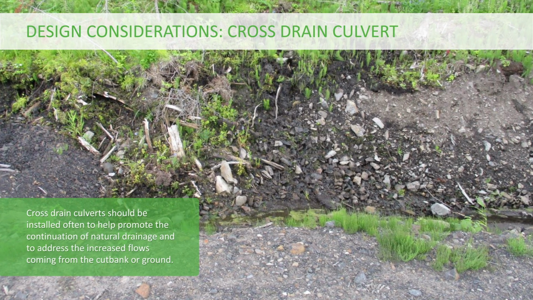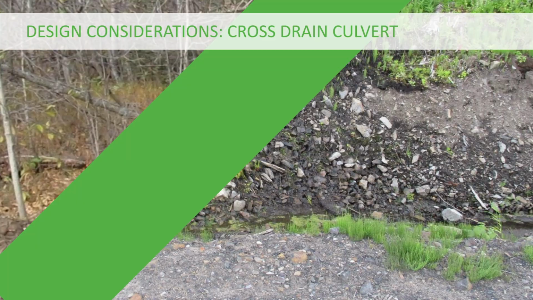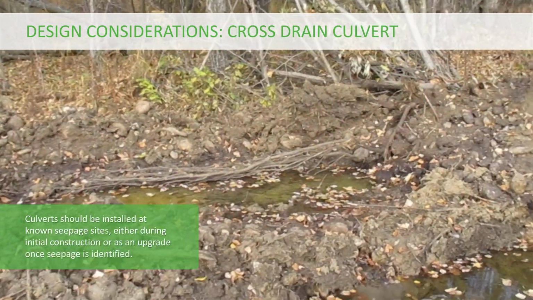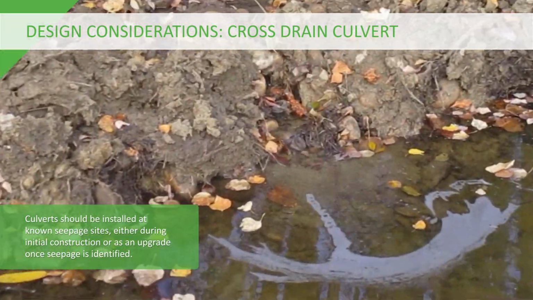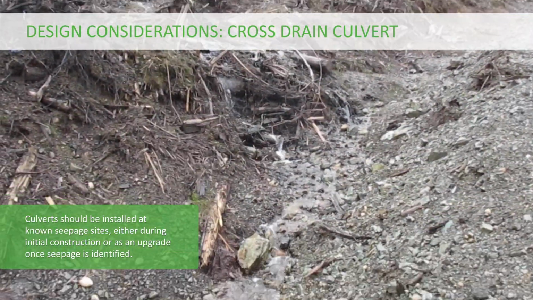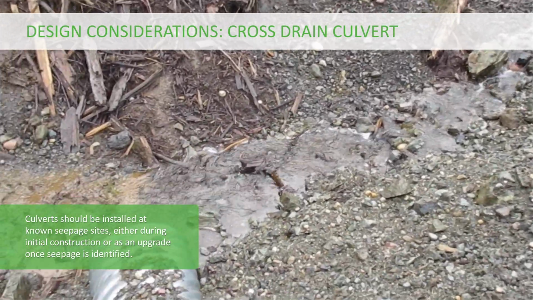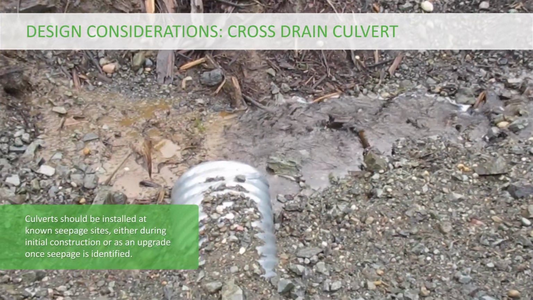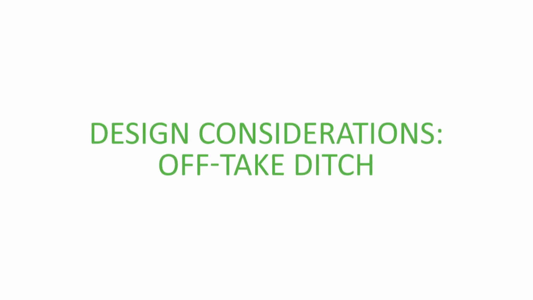Cross-drain culvert locations should be designed to promote the continuation of natural water flow. They should be installed at seepage sites, either found during construction or as an upgrade once seepage is identified. If a road is built during the dry season, a thorough assessment of the road upon its first rain event is warranted. Design considerations: offtake ditch.